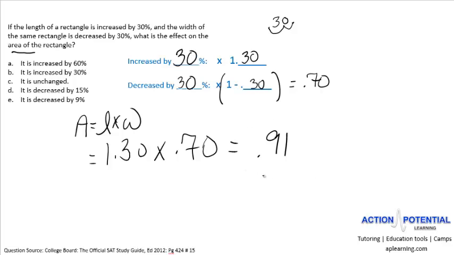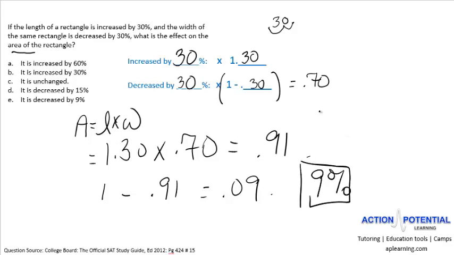So what does 0.91 actually mean? It means that if we started off with a certain rectangle, the rectangle after some change has occurred becomes 0.91. So if we started off at 100%, and 100% in number form is 1, and we wind up with 0.91, that's a change of 0.09, right? So 1 minus 0.91 is 0.09. Convert it into a percentage: we move that decimal over 2 places to the right, and it's 9%.